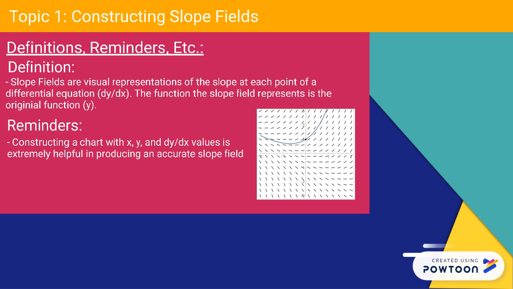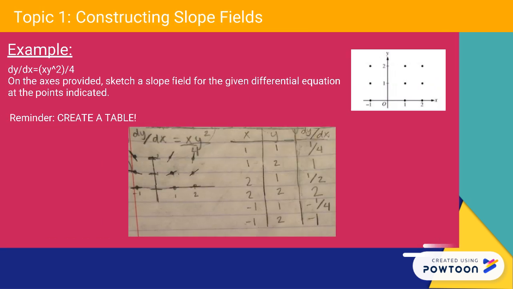will be extremely helpful. So in this problem, we are asked to sketch the slope field of dy over dx equals xy squared divided by 4. My first step was to construct the chart that you can see on the right of the image. I plugged in x and y values, and then I found the dy dx value. So the dy dx value basically represents the slope of the line at each of those points. So the slope field that I generated on the left is basically an accumulation of the information that I gathered from my chart on the right.